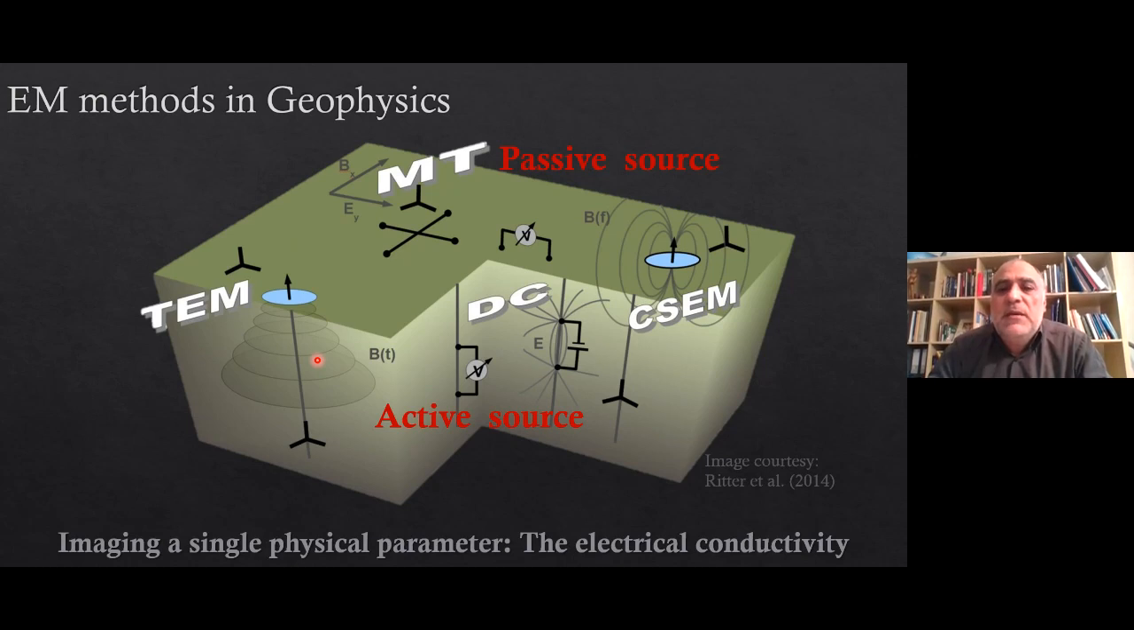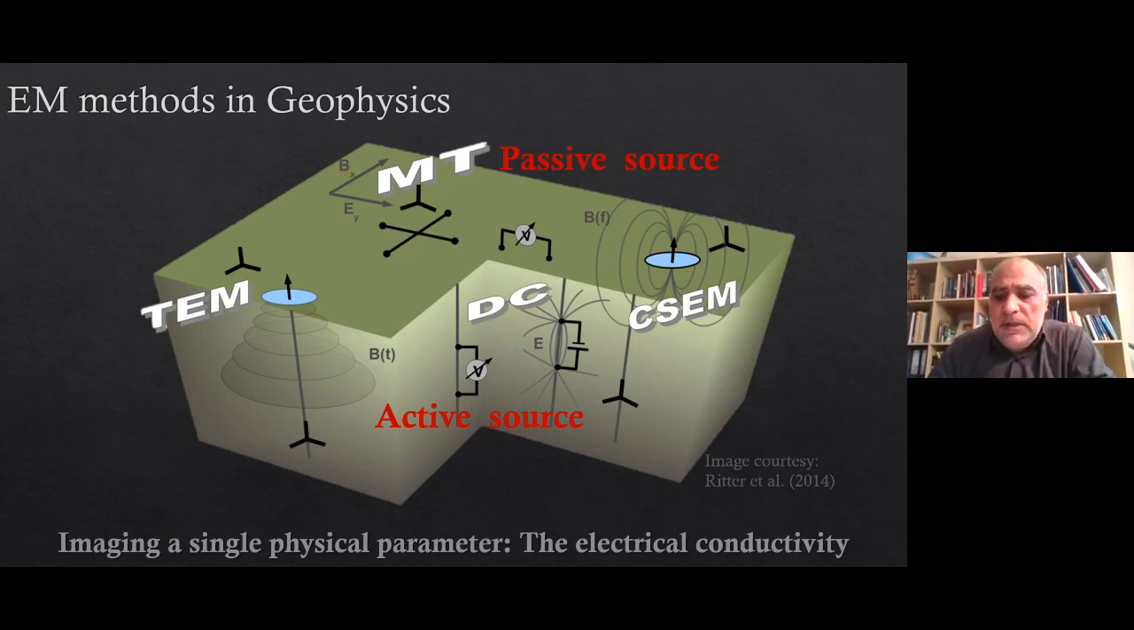We don't use a man-made source. We use a passive source. So it is a natural method, or based on natural source of energy that penetrates in the subsurface, and we measure the response out of this interaction. But all of these electric or electromagnetic methods, they have one major goal, namely to image the physical parameter of the subsurface, which is the electrical conductivity. So all of these methods are aiming at imaging the electrical conductivity of the subsurface.